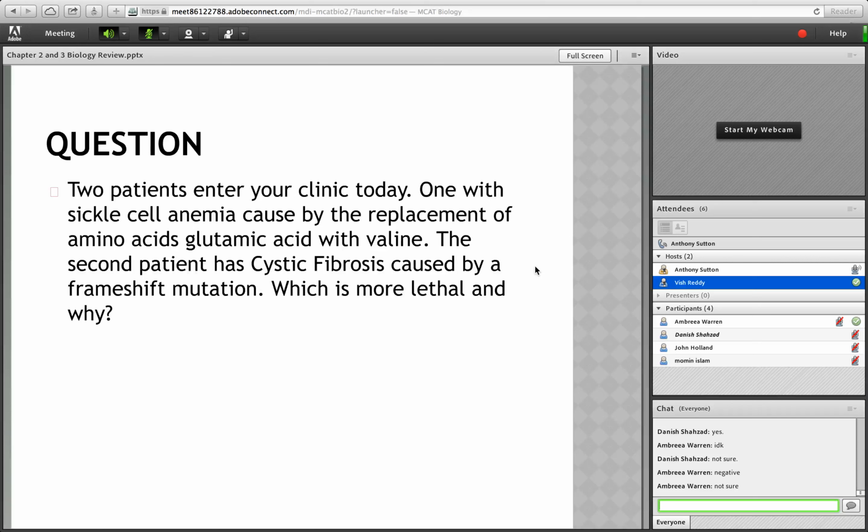So, good. What is the concept here? What is the big concept that you should understand? Because the MCAT is testing you on whether or not you understand concepts. So what's the concept here? Raise your hand if you think you know what the concept is.